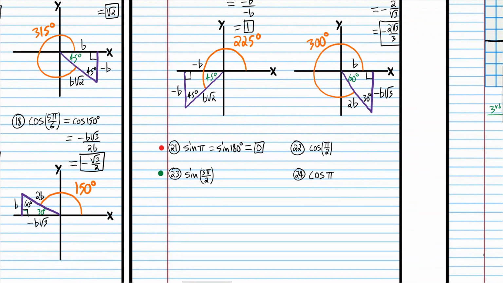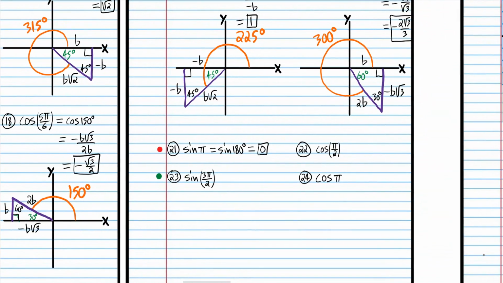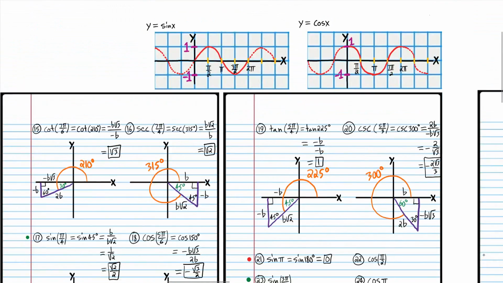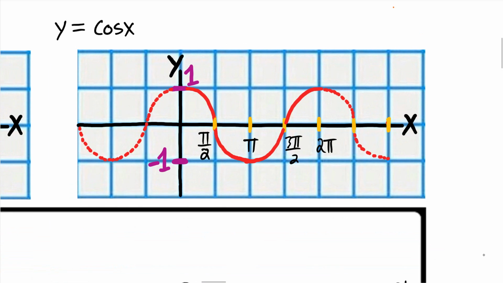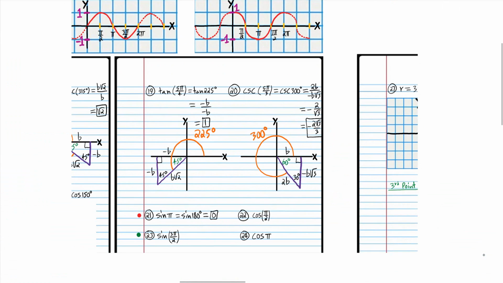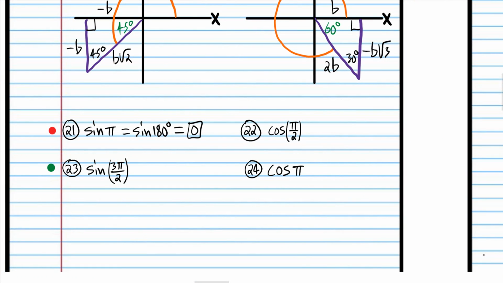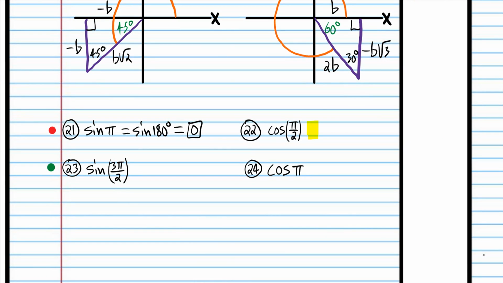So that will be 0 degrees. What about cosine pi over 2? Let's look at the cosine curve, move out pi over 2 units, and then ask what is the y value of that point there. Well, it's 0. So cosine pi over 2 is 0.